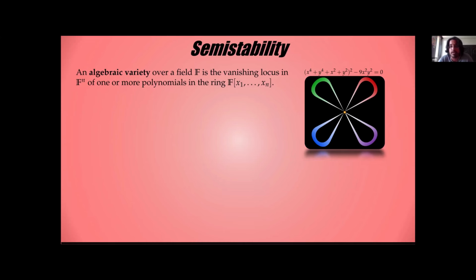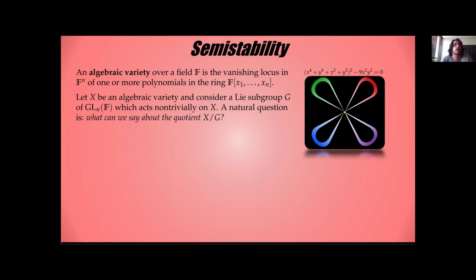Now, if you look at this picture, it's extremely symmetric. You will notice certain discrete symmetries of it. But in general, because these are smooth objects, they have Lie groups worth of symmetries. So let X be such an algebraic variety, and let's pretend that there is a subgroup G of GL_n(F), so n by n invertible matrices, which acts in some interesting way on X. The question that the notion of semi-stability wants to answer is, how do we study, how can we make sense of the quotient X mod G?